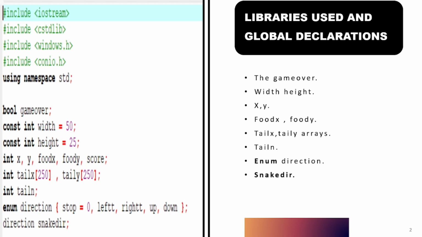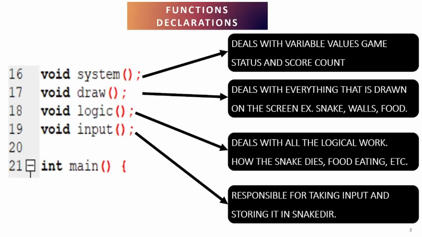At last, we have declared a snake dir of data type direction, which will be responsible for the direction of the snake. Now I'm coming towards the function declarations. As we can see, our code consists of a total of five functions: the setup function, draw function, logic function, input function, and int main function. The setup function deals with the initial variable values and statuses, like what should initially be the position of the snake, where the food should be spawned when the game starts, what the score count should be, etc.